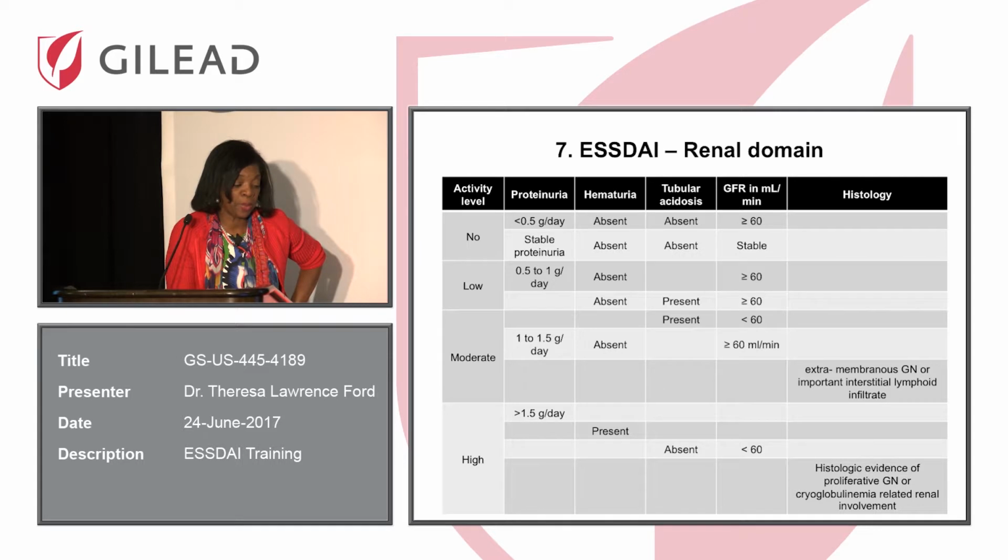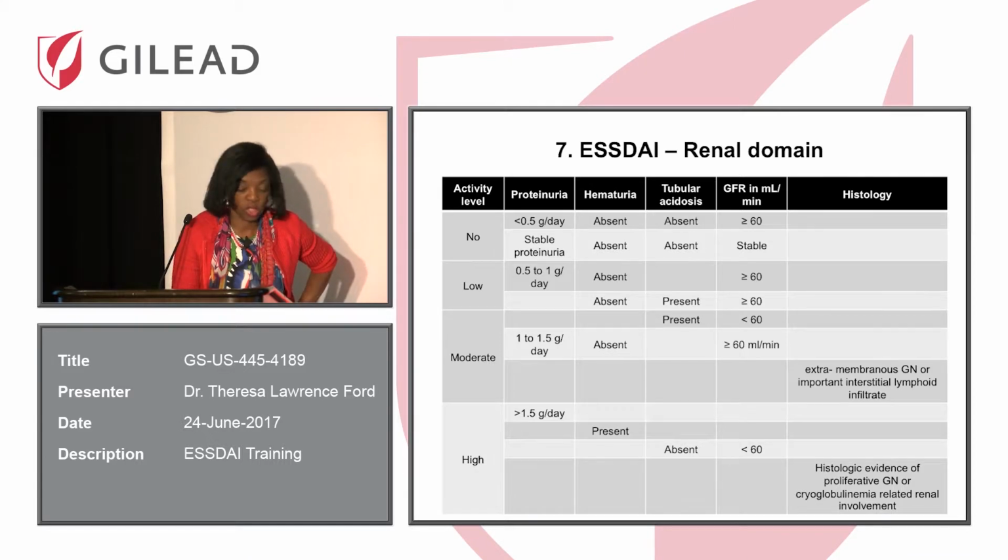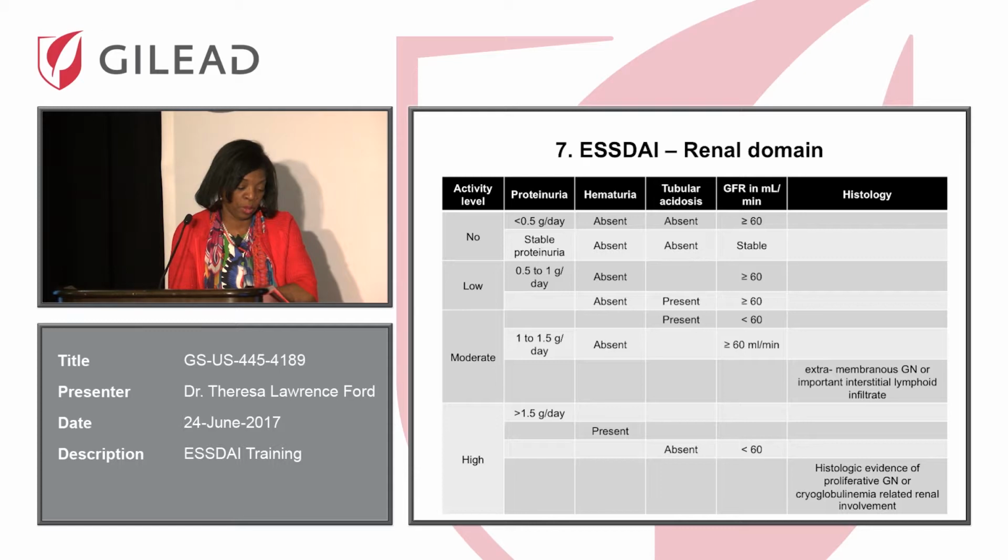proteinuria. Then it steps up to moderate with the increased protein, 1 to 1.5, GFR normal, or your biopsy evidence of membranous GN, or some interstitial changes. High would be greater than 1.5, or hematuria with GFR less than 60, or histological evidence by biopsy of proliferative GN or cryoglobulinemia-related renal dysfunction. That's a mouthful for both that pulmonary and renal, but you'll have your sheets to compare.